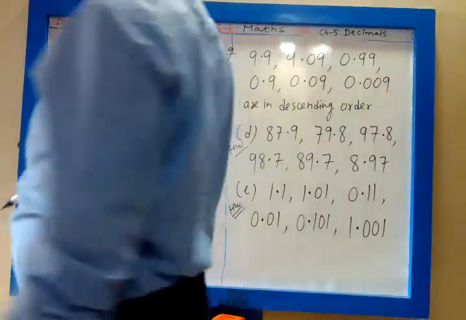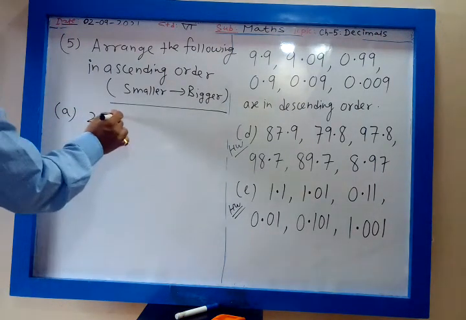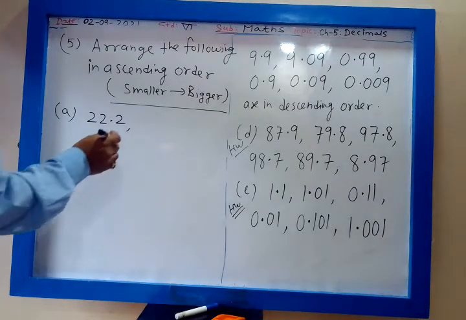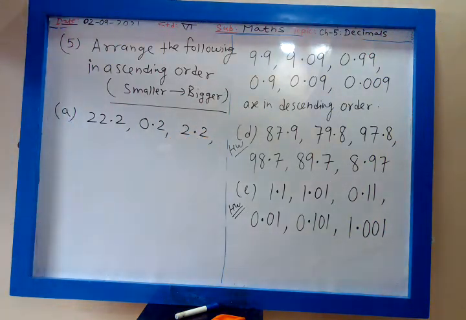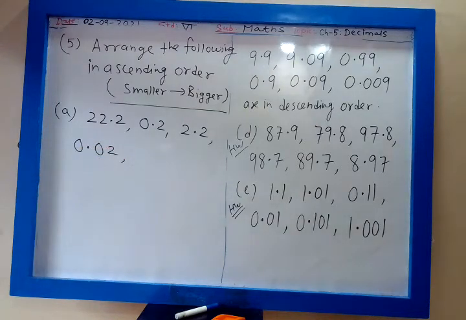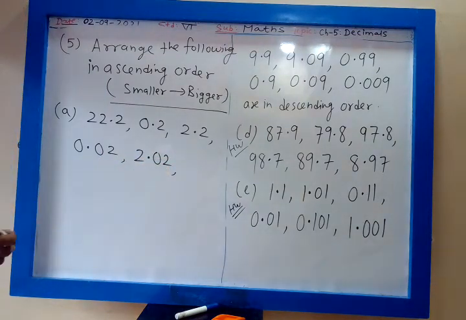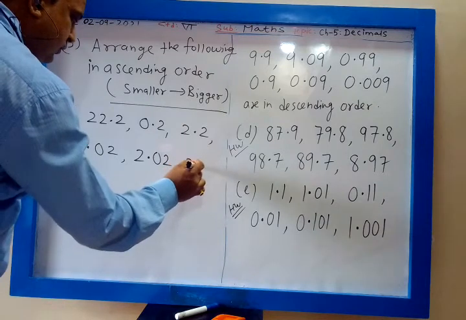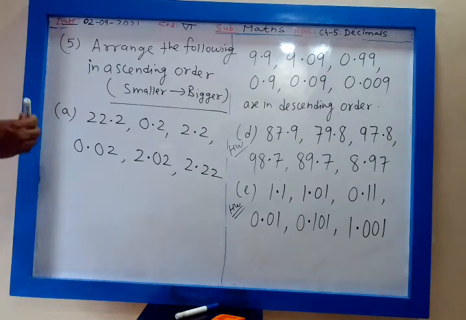Now A is 22.2, 0.2, 2.2, 0.02, then 2.02, then 2.22. Okay. Ascending means smaller to bigger. So first you check whether they are like decimals.